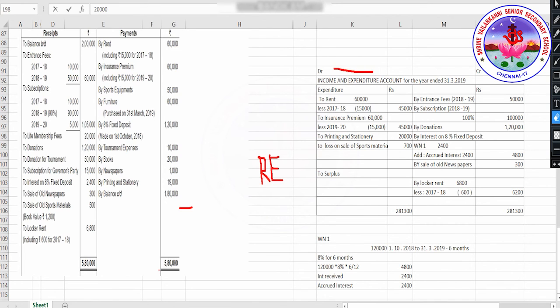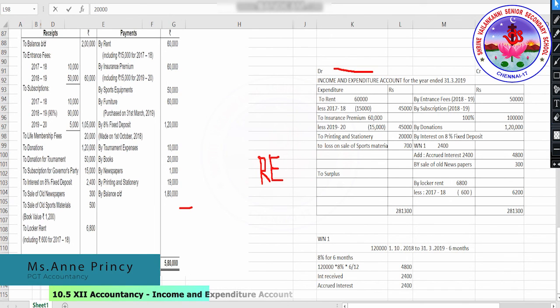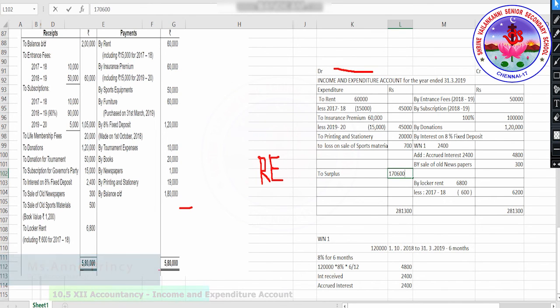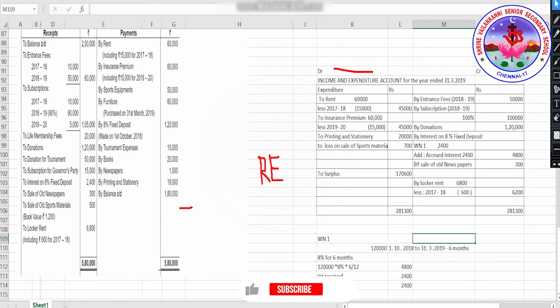By locker rent, we have removed 600 for this particular year, and whatever is relevant for this year we have mentioned. By sale of old newspapers, 300 we have mentioned. Loss on sale of sports material, 700: 1,200 is the book value, but 500 is only the sale, so 700 is the loss. So the surplus, if we look into it, we are getting 1,70,600. This will be the answer for this question.